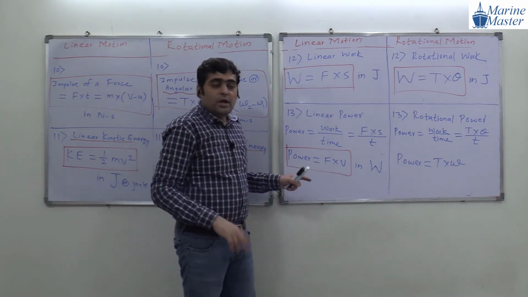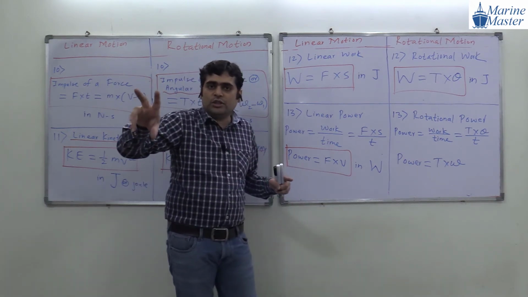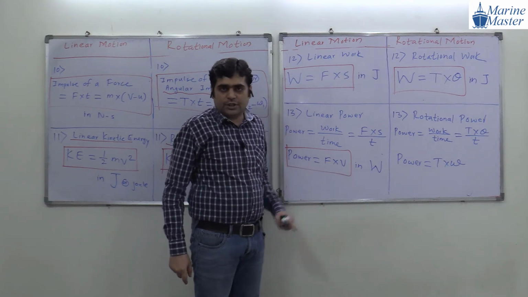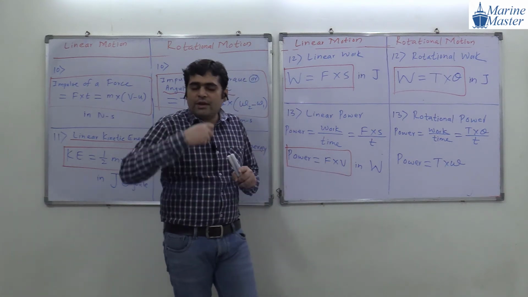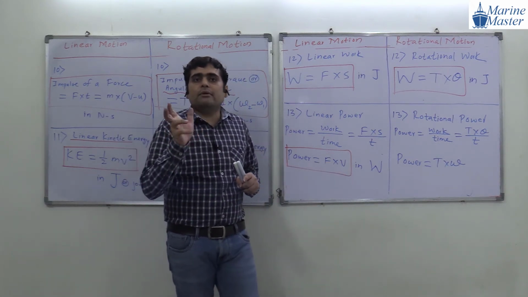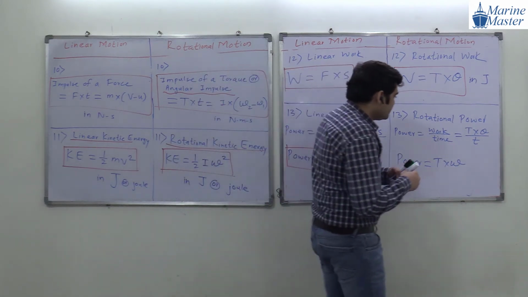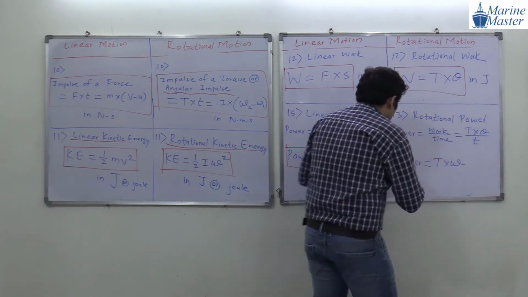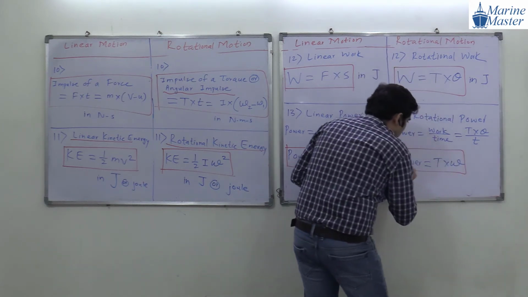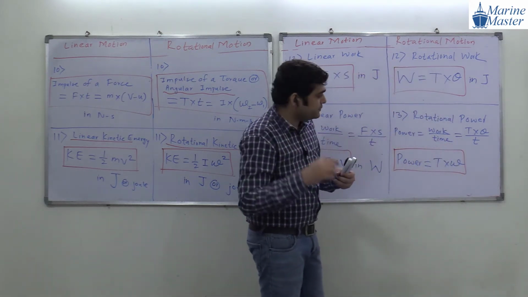In linear motion, power is force into velocity. Whenever there is a rotational motion, power will be equal to what, guys? Torque into omega. So power means T into omega.